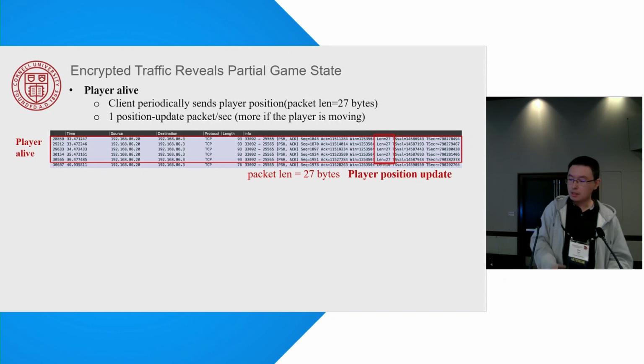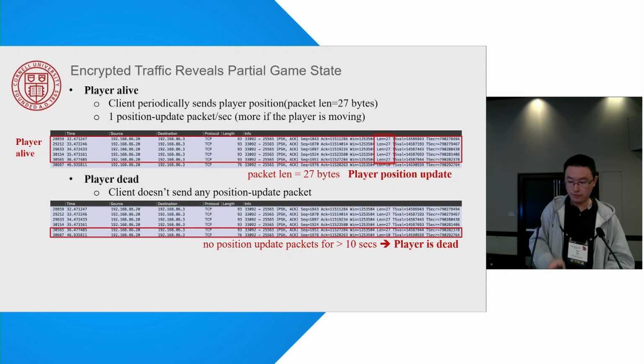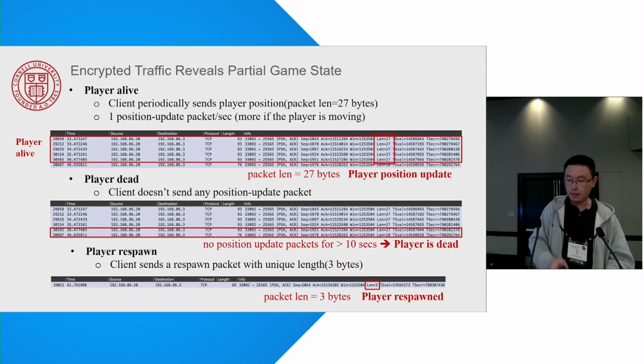First, we observe that even if the Minecraft traffic is encrypted, packet sizes reveal partial game state. Many game events generate network packets with unique packet sizes. For example, when the player is alive, the game client periodically sends a packet 27 bytes long. Other events that can be inferred include if the player is dead and when the player responds.